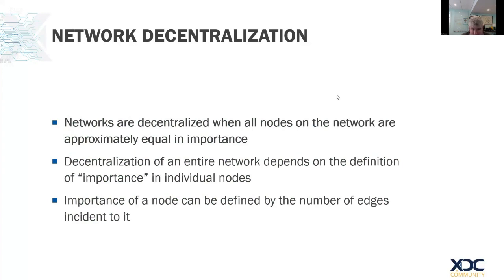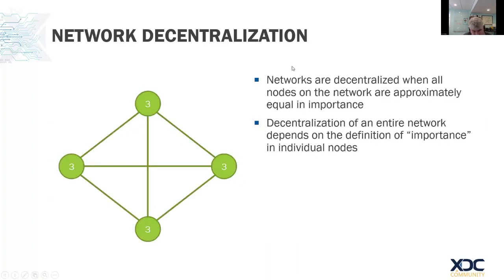So if we flip that on its head and talk about decentralization, we can make a claim that networks are decentralized when all nodes on the network are approximately equal in importance. I should have stated this earlier: when I say nodes, don't think about nodes in the context of blockchain. I'm not explicitly talking about validators validating transactions on a chain. We're just talking about networks in general, networks of anything, and participants of the network. Each participant is a node, and the edges define how they're connected to each other. Still, decentralization of the entire network depends on the definition of importance in individual nodes, and the importance of a node is defined by the number of edges incident to it.